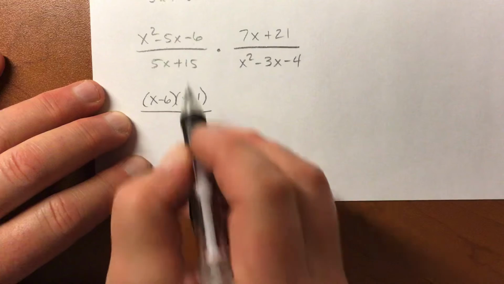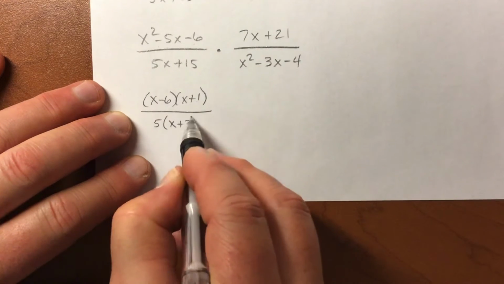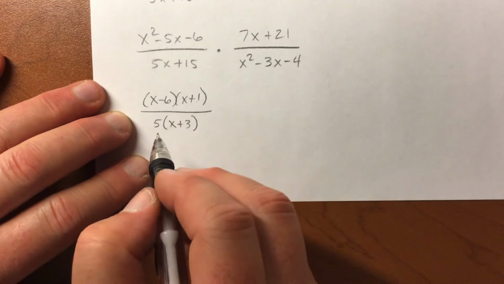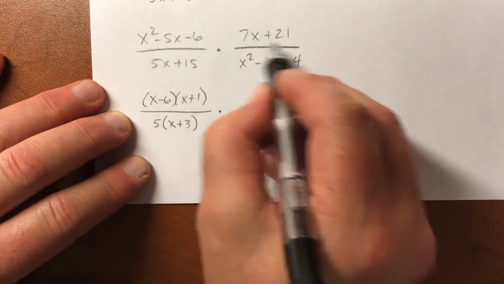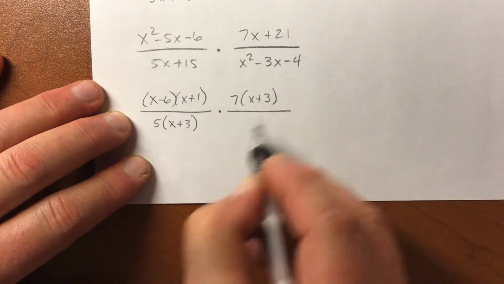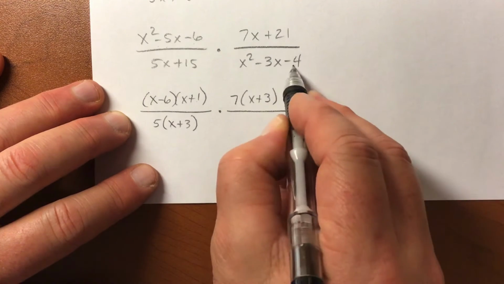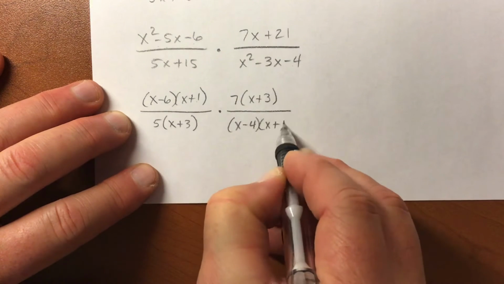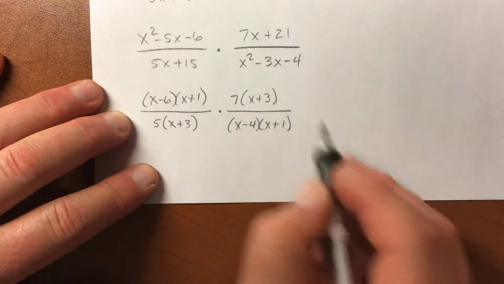Over, what do 5x and 15 have in common? It has a 5 with x plus 3 left over. 5 times x is 5x. 5 times 3 is 15. Times 7x plus 21. Looks like they have a 7 in common with x plus 3. And then the bottom is negative 4. What do I multiply to get negative 4 that adds up to negative 3? x minus 4, x plus 1. All right, negative 4 times 1 is negative 4. Negative 4 plus 1 is negative 3.